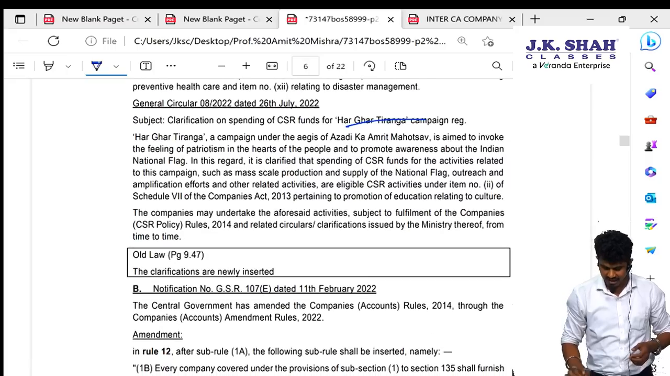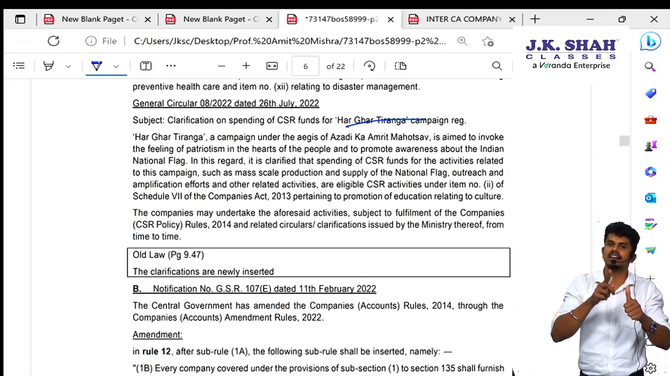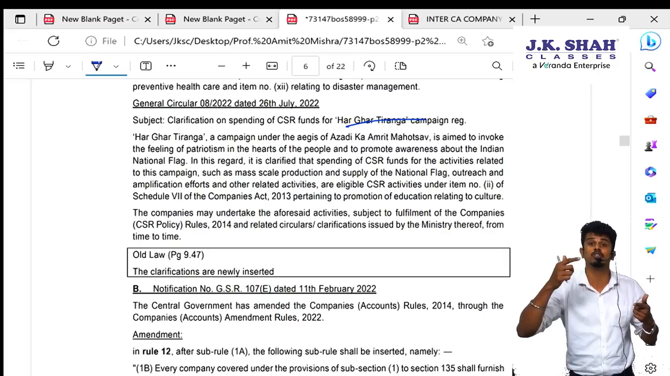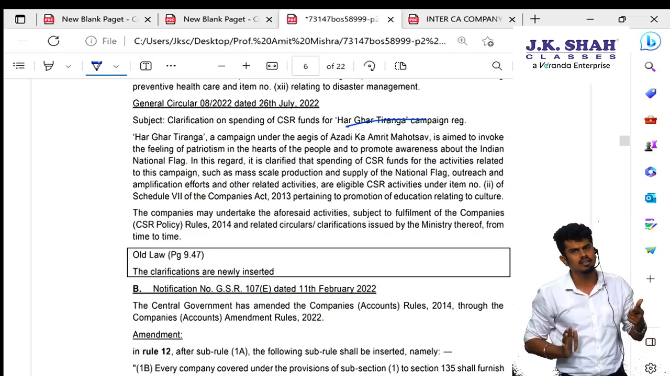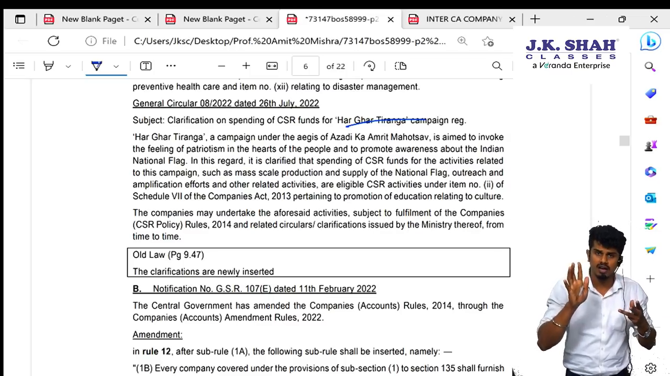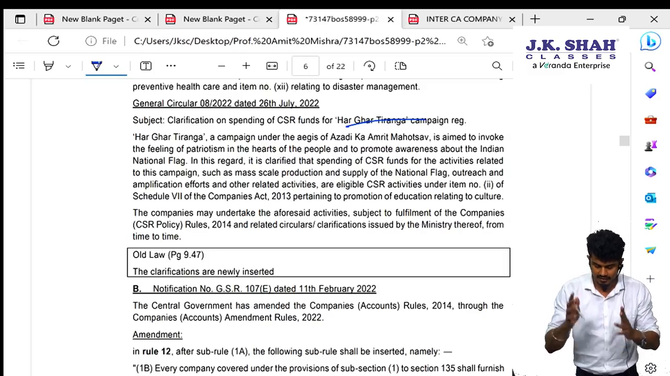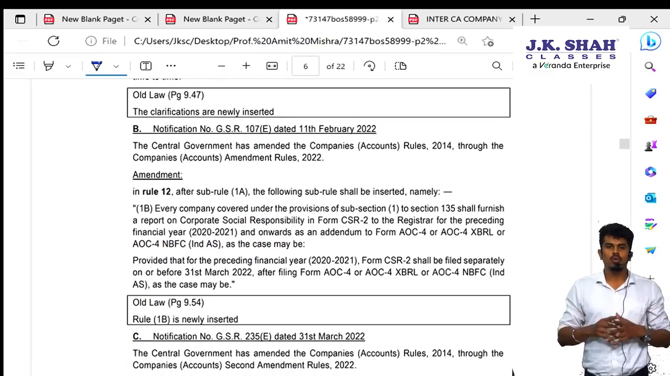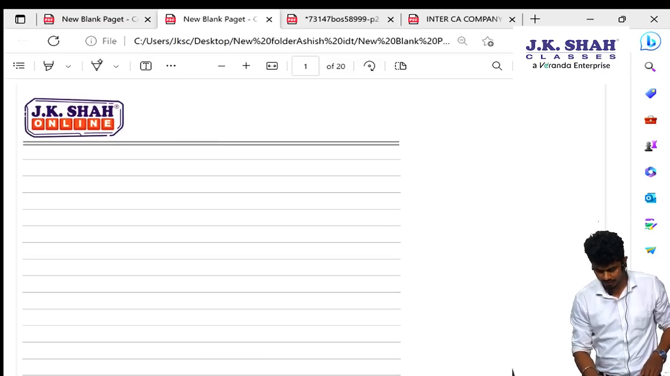So these were the clarifications regarding CSR. Please keep this in mind. One clarification was regarding COVID. The other one was regarding research conducted by universities and other organizations in the field of science, technology or any other related fields. The next one was for Har Ghar Tiranga. One more was that a company can collaborate with other company for CSR activities. That's it. Now, moving ahead, the amendment which I will be discussing now is very, very important. You need to focus on this.